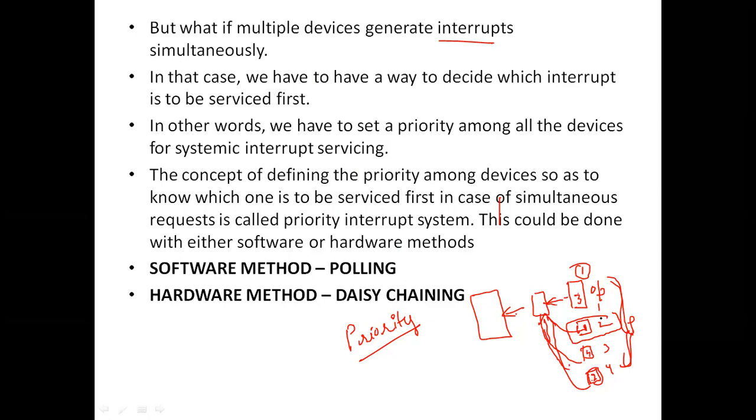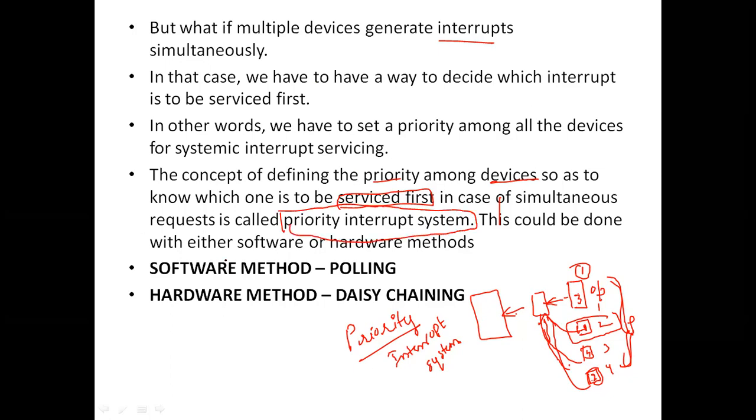Here we call this a priority interrupt system. Why? Because we are going to handle the requests based on the priority, but not on a first come first serve basis. See here, the concept of defining the priority among devices is to know which one is to be serviced first. So among all, which one needs to be serviced first in case of simultaneous requests is what we call a priority interrupt system.